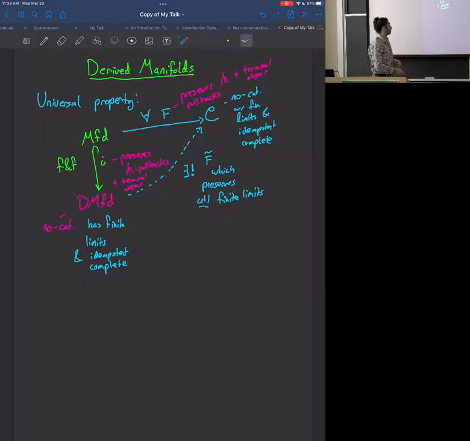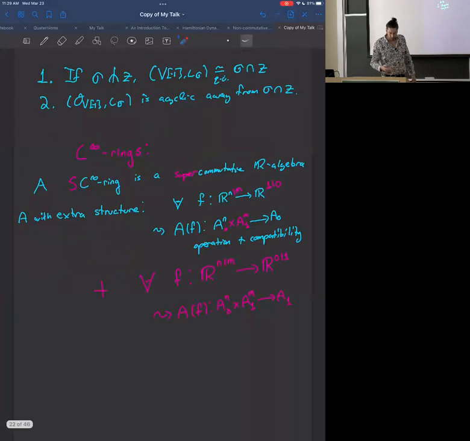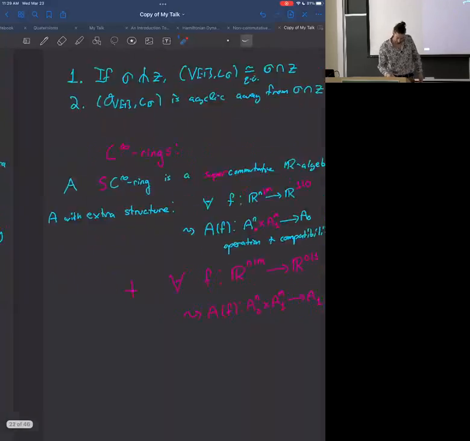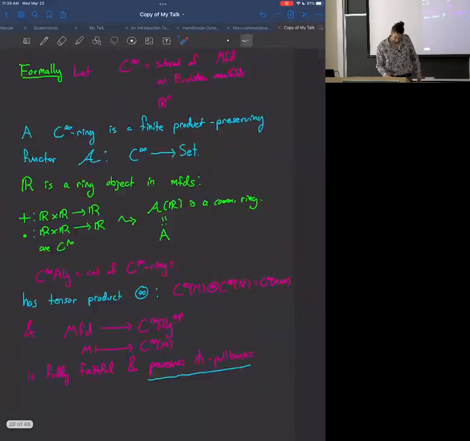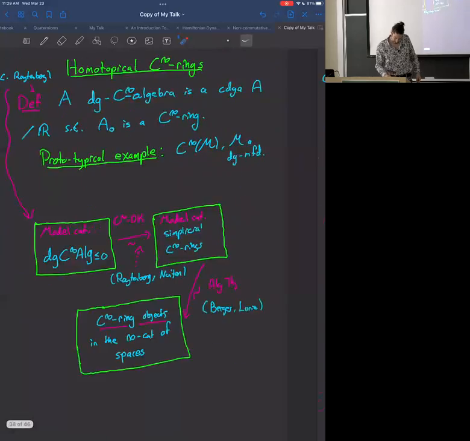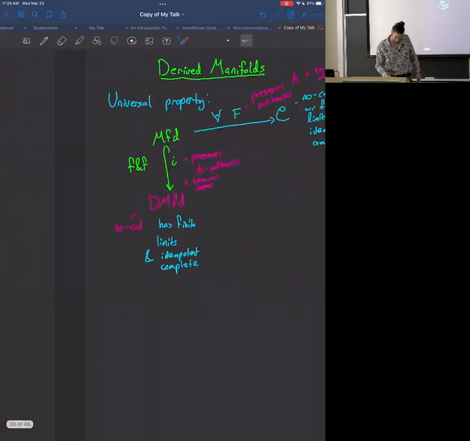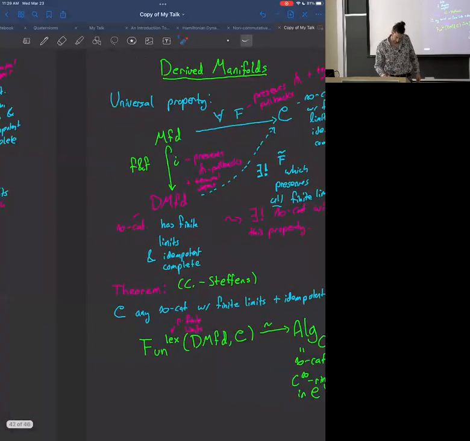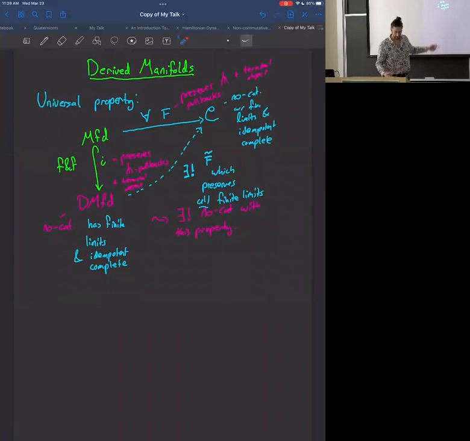Okay, so by abstract nonsense, there exists such an infinity category, but that's not really useful if you can't work with it, right? You'd have to have a nice description of it. Okay, so there exists such an infinity category, but what is it?